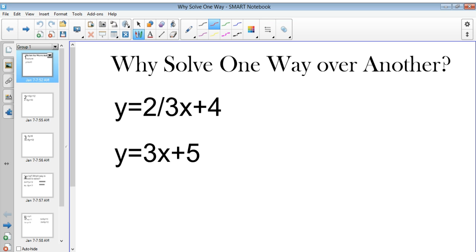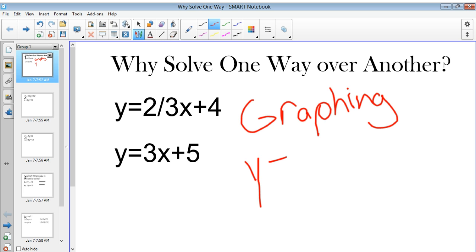So let's start off. This is one that I would solve by graphing. And the reason that I would solve this by graphing is that they are both y equals, or I could easily solve these both for y equals. And if you have that kind of situation, that's when you're going to want to use graphing.